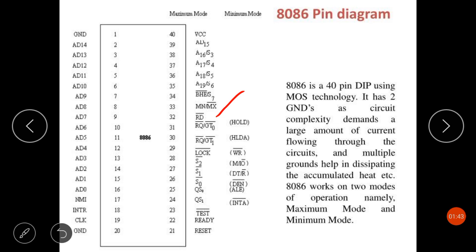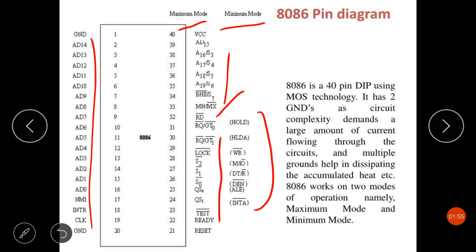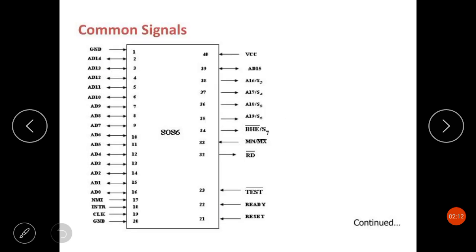For minimum mode we have a different set of pins, for maximum mode we have a different set of pins, and we have common pins for both the minimum and the maximum mode. First I'm going to discuss the pins that are common to both modes. Then we'll go for the minimum mode extra pins, and then the maximum mode extra pins. These are the common pins that are available in both modes.